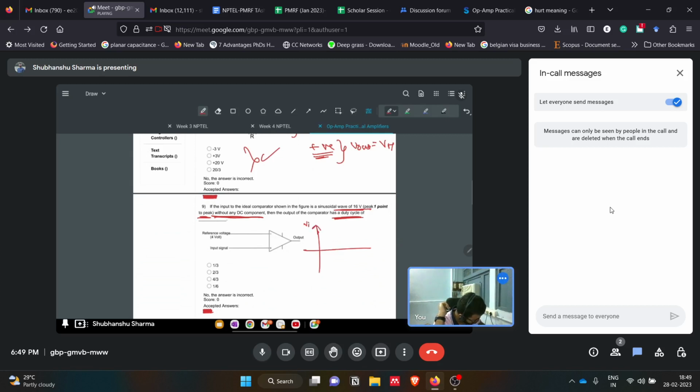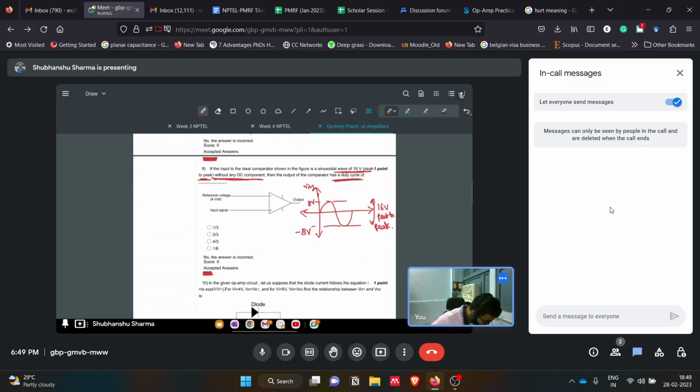First we will see how the input waveform looks like. This is our input waveform, sinusoidal, and 16 volt is peak to peak. So this is 8 volts, this is minus 8 volts, right? So this is 16 volt peak to peak. Since it was having no DC component, this waveform is oscillating across 0 volts. Now we have a reference voltage of 4 volts. Earlier in our Schmitt trigger case, we were using this reference voltage as 0. The only difference in the question is that it is 4 volts.